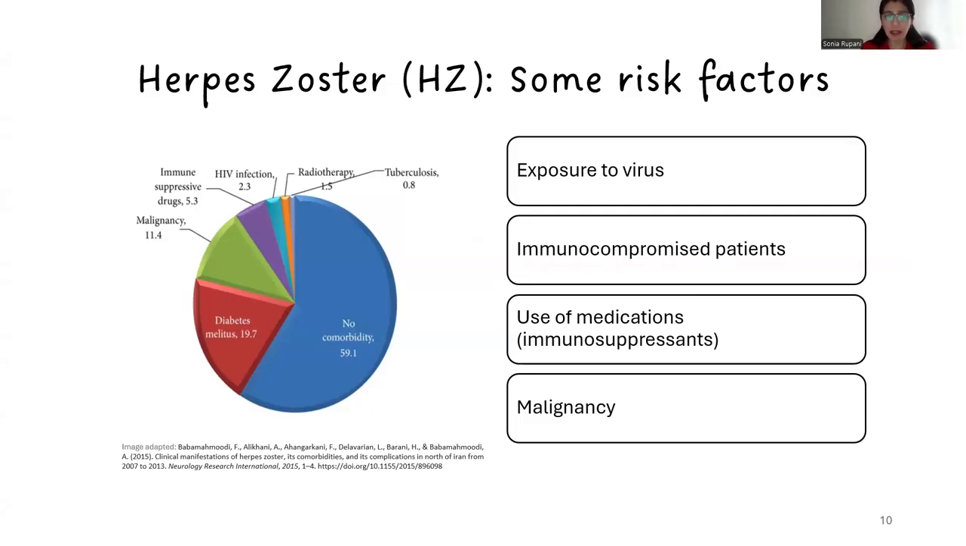This is a pie graph that was put together, and it's coming from a study that was done in Iran. And we can see diabetes as a risk factor, malignancy. So they looked at all the comorbidities, and this is the percentage that they put in. We see diabetes, malignancy, HIV, radiotherapy, tuberculosis. However, look at this big, huge portion here: no comorbidity. This is the group that is immunocompetent. However, they're advancing in their age, and that being their major risk factor.